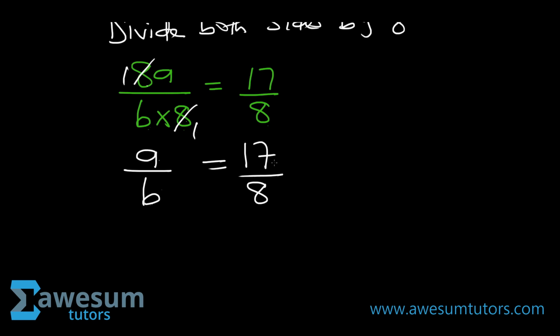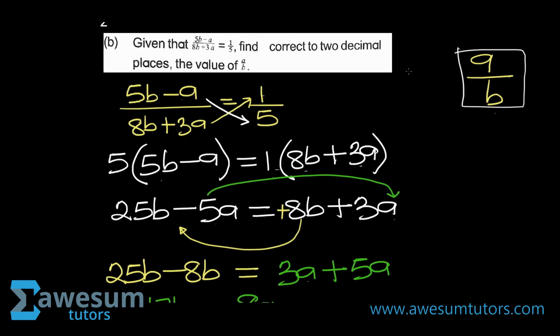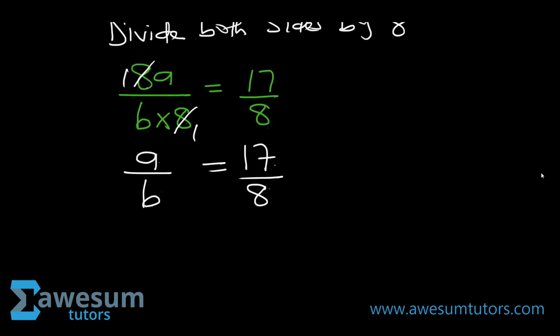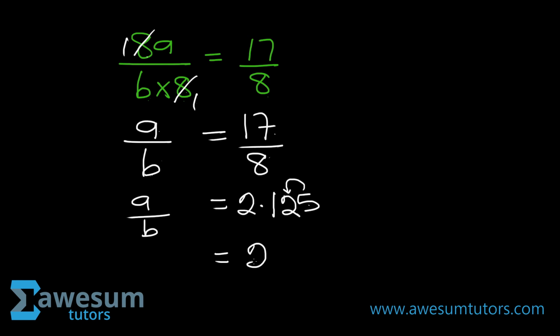a over b is equal to 17 over 8. That is your answer. But take note that the instruction in the question says correct to 2 decimal places. That means you need to divide 17 by 8. Do not leave your answer in fractions so you can get your full marks. 17 divided by 8 gives us 2.125. That means a over b is 2.125. But the question says leave your answer in 2 decimal places, so I can approximate this 5 up on this 2, and I'm going to have 2.13. Then you can put in brackets, 2 decimal places.